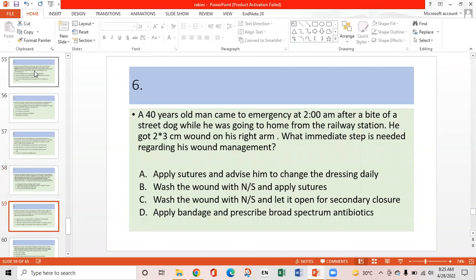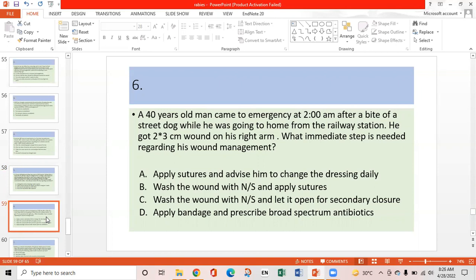Sixth MCQ. A 40 years old man came to the emergency at 2 a.m. after a bite of a stray dog while he was going home from the railway station. He got a 2 into 3 centimeter wound on his right arm. What immediate step is needed regarding his wound management?